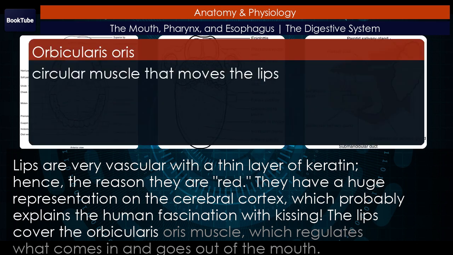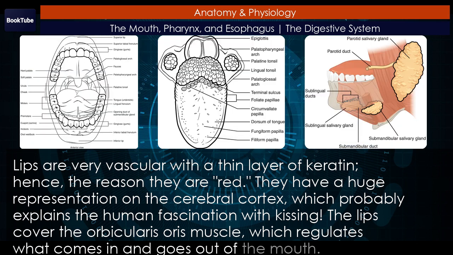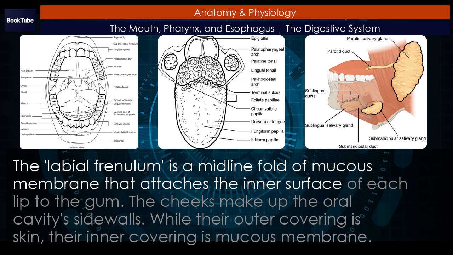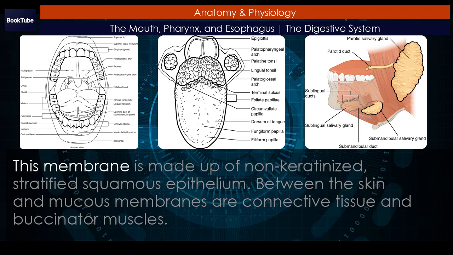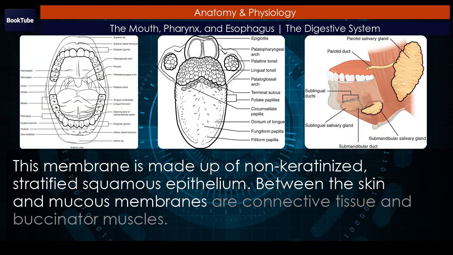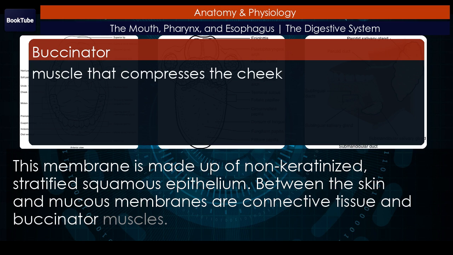The lips cover the orbicularis oris muscle, which regulates what comes in and goes out of the mouth. The labial frenulum is a midline fold of mucous membrane that attaches the inner surface of each lip to the gum. The cheeks make up the oral cavity's sidewalls. While their outer covering is skin, their inner covering is mucous membrane. This membrane is made up of non-keratinized, stratified squamous epithelium. Between the skin and mucous membranes are connective tissue and buccinator muscles.